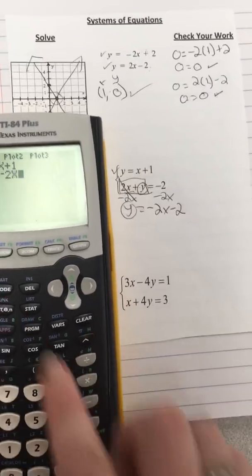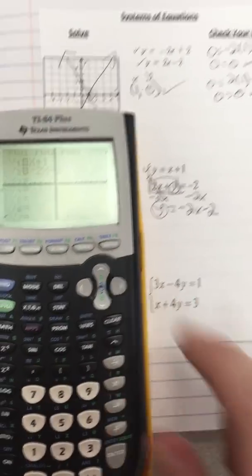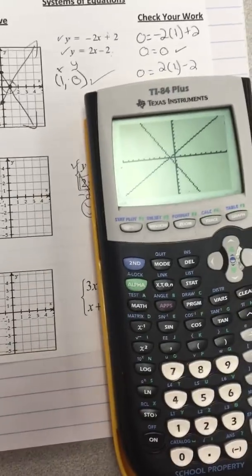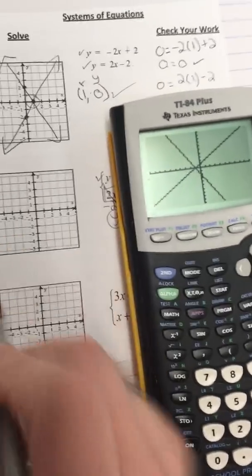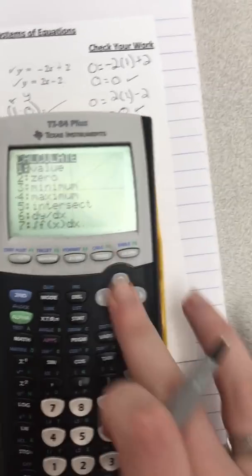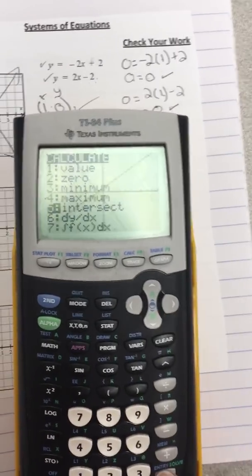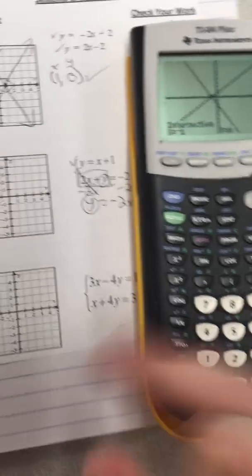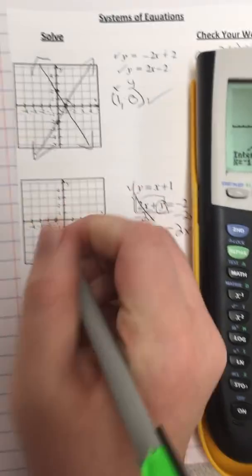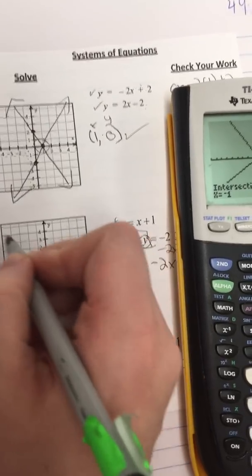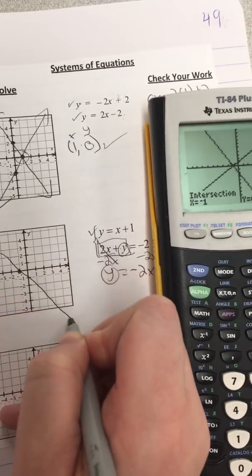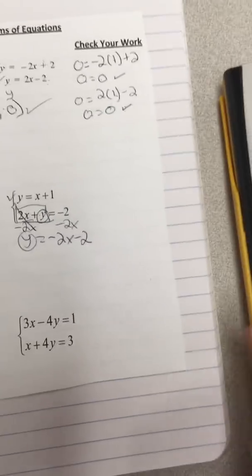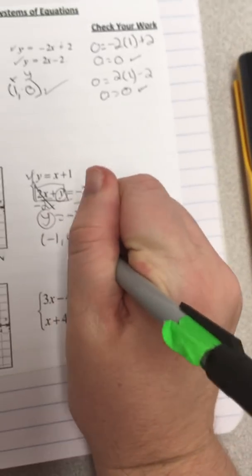All right, so we got x plus 1 and negative 2x minus 2. I'm going to go ahead and hit graph. That's what my picture looks like. So let's go ahead and find that intersection point. All right, so it crosses at negative 1, 0. So that point is right here, and I'm going to try to sketch this graph as best as I can. Okay, so we found out that our intersection point is negative 1, 0.